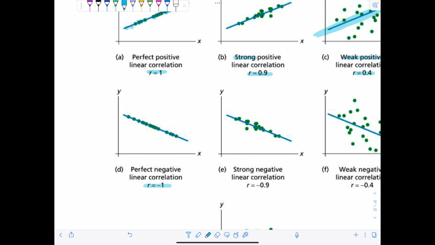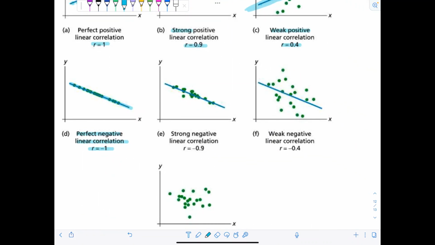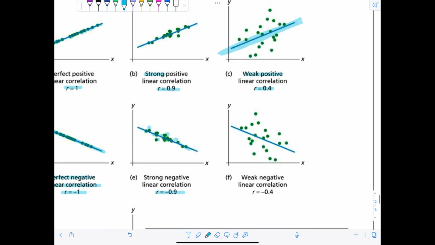Okay, here's an R value of -1. Again, see how all of the points in the scatter plot lie perfectly on the regression line? So this is a perfect negative linear correlation. So -1, perfect negative, +1, perfect positive. This is a strong negative linear correlation. R is negative 0.9. Yeah, almost all the points lie on this negative sloping line. Here is a weak negative linear correlation.